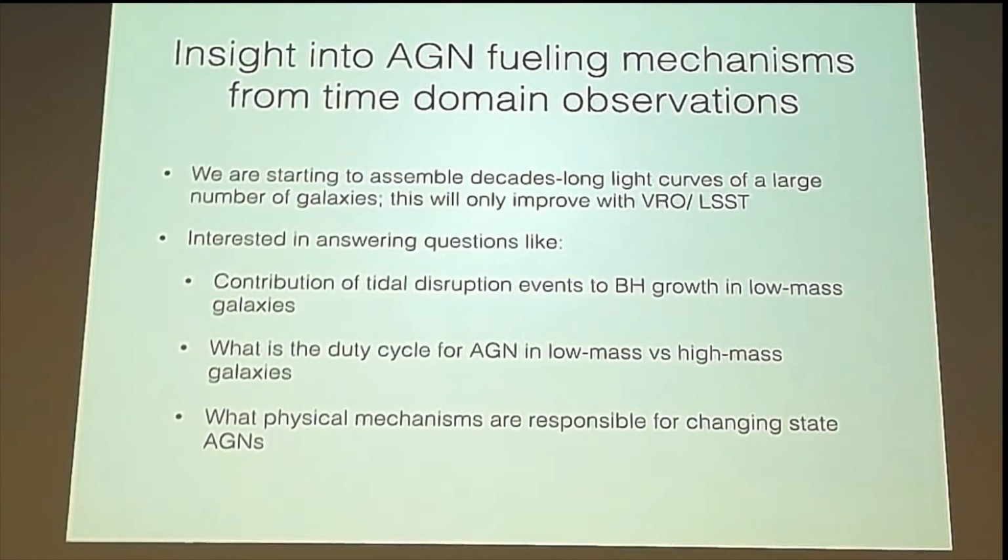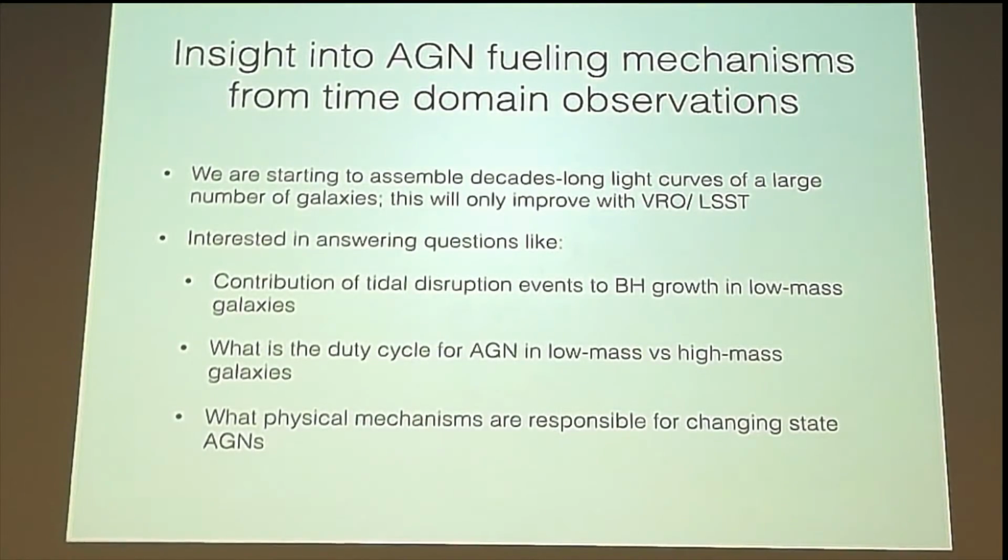Finally, with all of these exciting new time domain observations, we're gaining a lot of insight into AGN fueling mechanisms and how AGN accretion disks vary over time. We're starting to see lots of surprising things, like significant fractions of AGN potentially shutting off, or turning on, on timescales of 20 years. With this kind of data, we'll be able to answer questions like: what is the duty cycle for AGN? How long do they turn on for? And is this different between low and high mass galaxies?